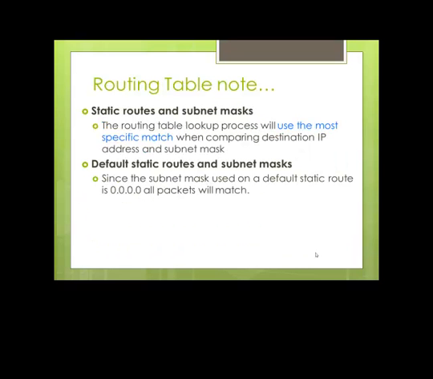One thing to note, though, is that routers will always use the most specific match. So if there is a specific match in the routing table, it will use that route before it will use the default static route. But if there are no routes available, no specific matches, it will use this default static route instead of dropping that particular packet.